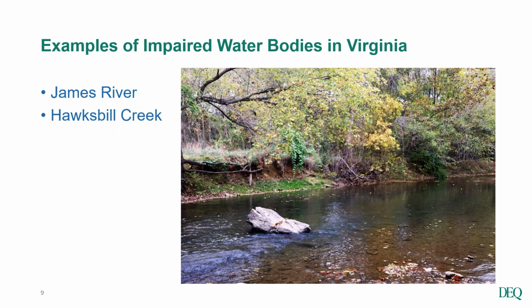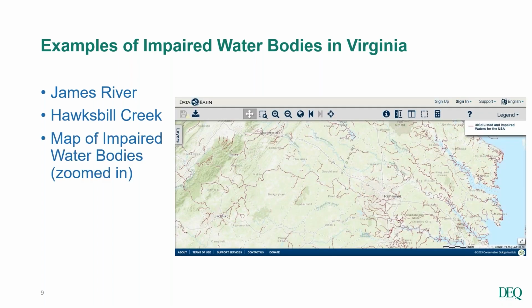Next we have Hawksbill Creek. This one is also impaired due to E. coli as well. And on this map, you can see a snapshot of some impaired waterways in central Virginia area. This comes to us from Virginia's 303D list of impaired waters and from the 2002 integrated report on water quality assessments from 2015 to 2020.